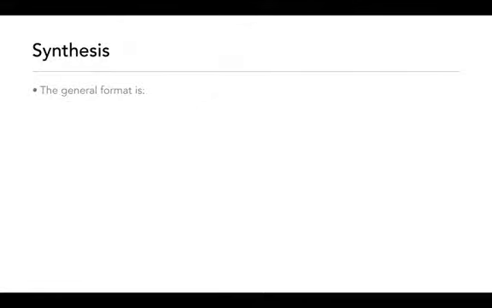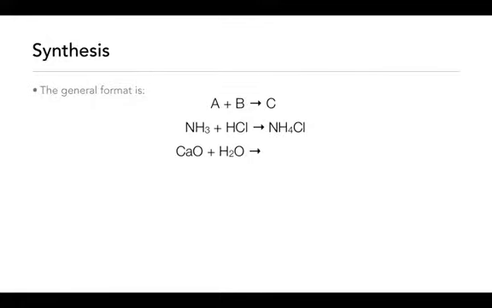Let's look at the synthesis reactions. The general format is that you're going to have two, possibly more compounds or elements on the reactant side, and you are going to end with one product. Let's look at an example. We have ammonia gas and hydrogen chloride. These will react to form ammonium chloride. Another example of a synthesis reaction would be calcium oxide and water. If you place the calcium oxide in the water, it's going to make calcium hydroxide.